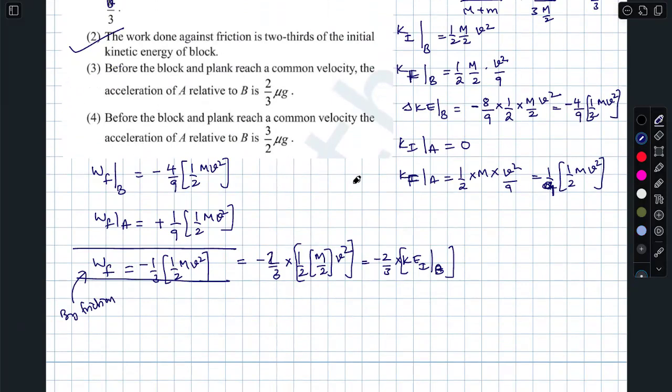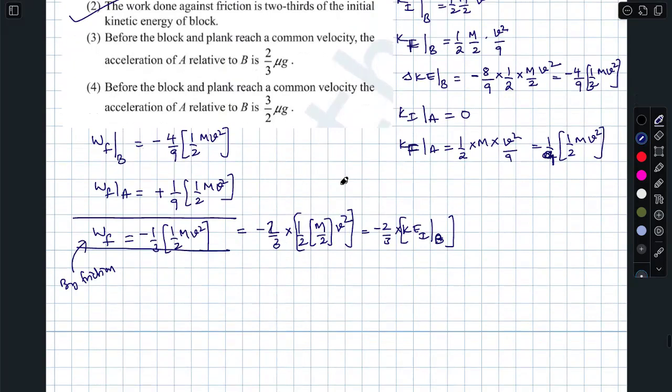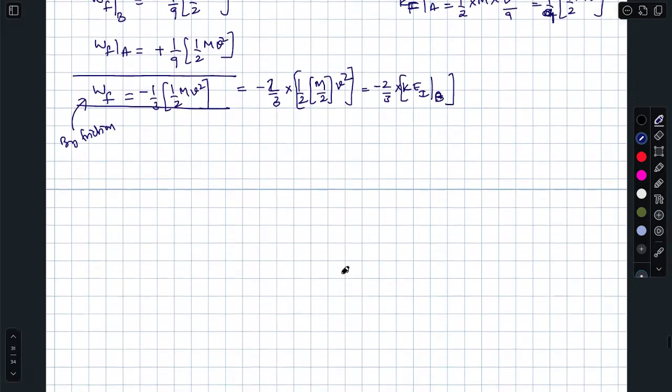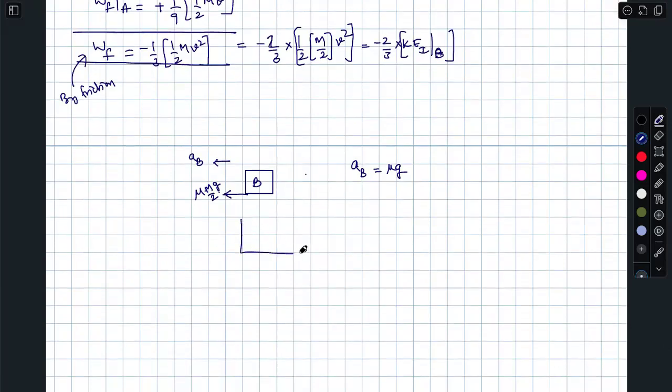2 is correct. Before the block and plank reach a common velocity, the acceleration of A relative to B is... Good question. Remember, this is B, and it is experiencing a frictional force of mu m by 2 g. And this causes it an acceleration a B given by mu g. Agreed? On A, the lower one.